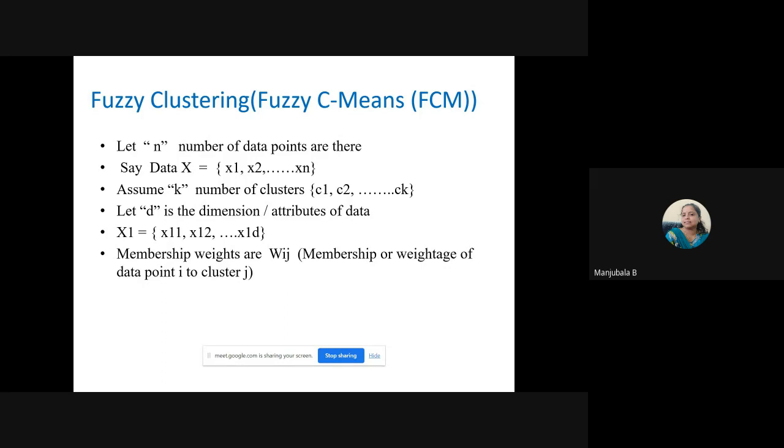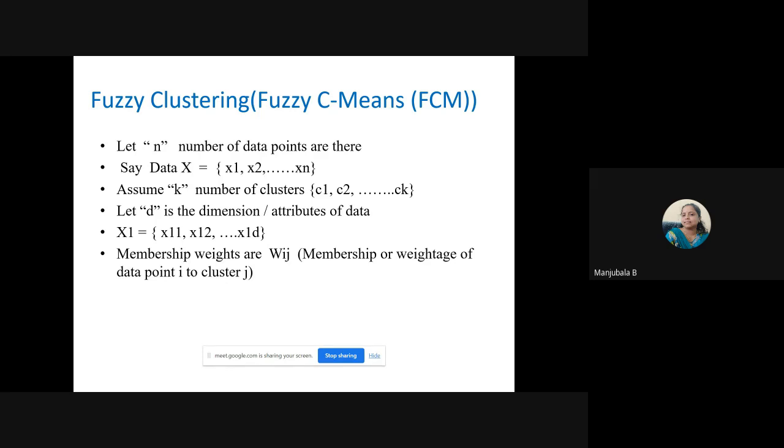If you remember in K-means clustering, we arbitrarily chose 3 clusters, then we changed the cluster centroid, and then we reassigned the points to the clusters. Every time the cluster centroid is changing. Here also, we are going to update the membership weightage. For that we have to see the fuzzy clustering algorithm.